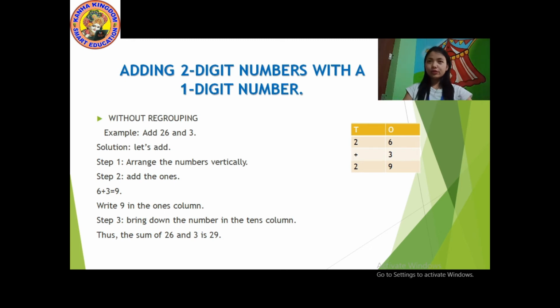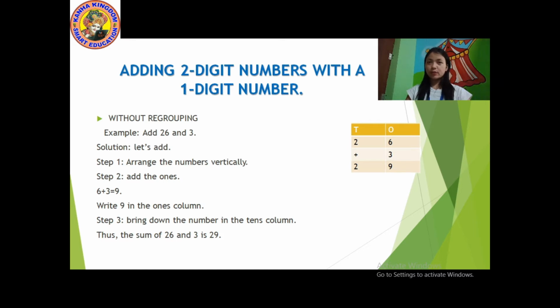Now we are going to learn about adding a 2-digit number with a 1-digit number without regrouping. For this, we take one example: we will add 26 and 3.